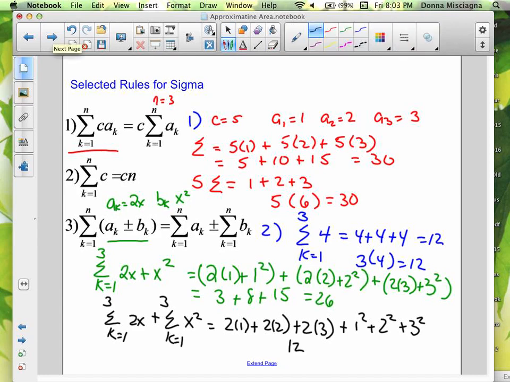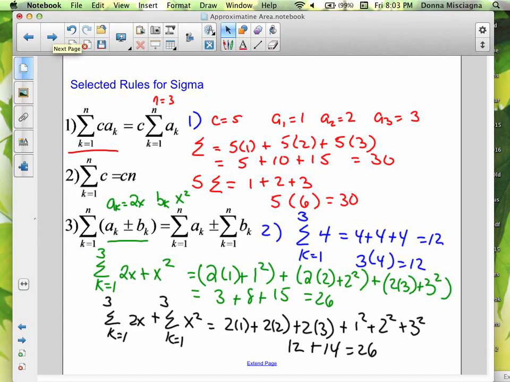I don't know who I said wrong, but I wrote 11 and it should be 12. Right? And then this would be 1 plus 4 plus 9, which is going to be 14, and that would be 26. Now you might think, what difference does it make? You're doing the same things. You're just doing either it all together, or you're doing all of the 2 multiplying by 2 and then all the squaring together.